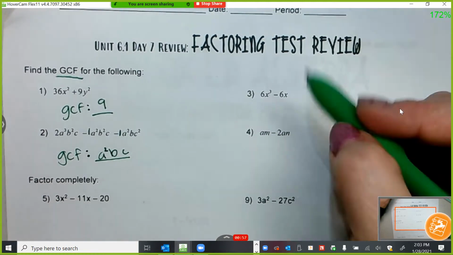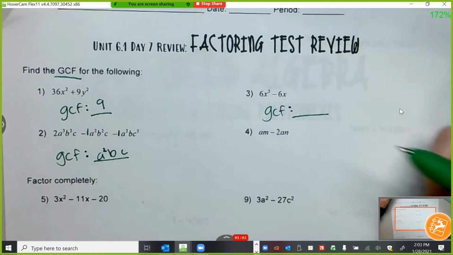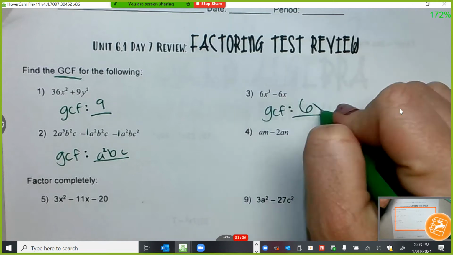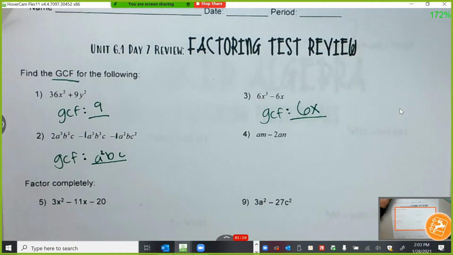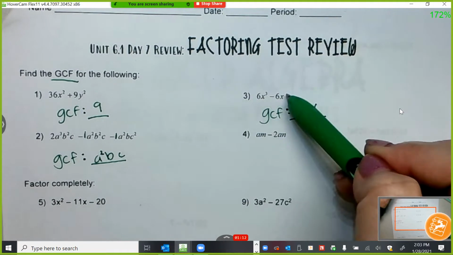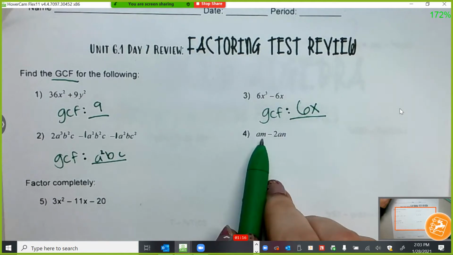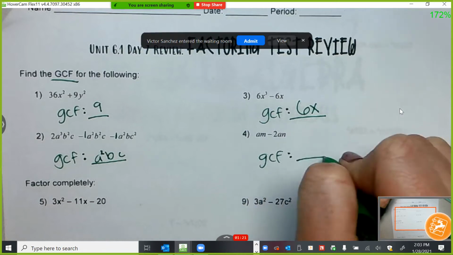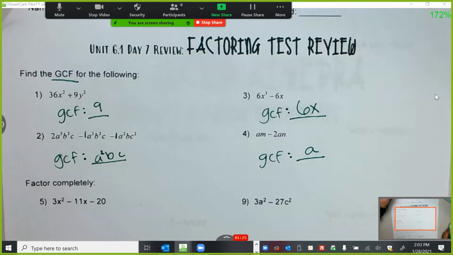Number 3, they both have a 6, so obviously we can take that out. And they both have at least one X, because this one only has 1, but this one has 3. Remember, when it's the same letter, you take out the smallest exponent. So 1 would be the smallest exponent, so that's all I took out. Here I have AM minus 2AN. The only thing they have in common is A. Okay?